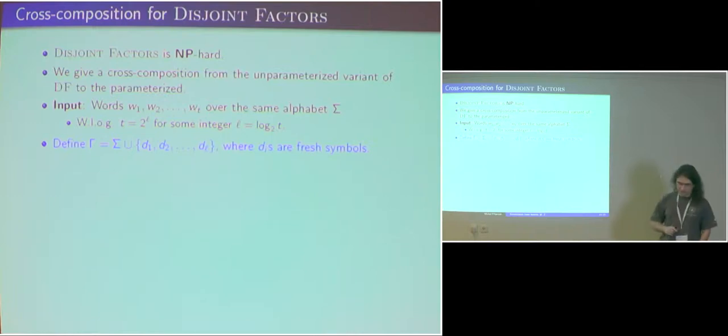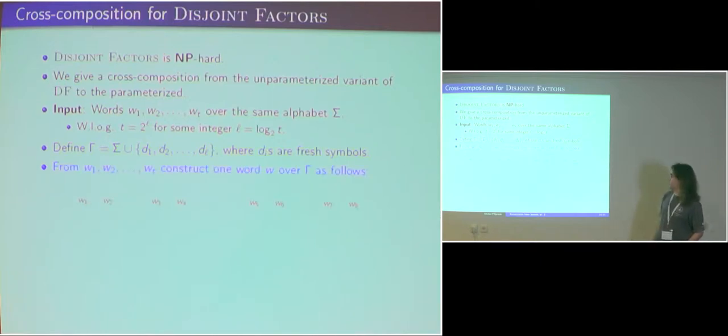So now I will extend my alphabet a bit. I will add L, so log T, new symbols, D1 up to DL. So observe that in this manner, the new parameter, the size of Gamma, the new alphabet, is bounded by the old parameter Sigma, the maximum instance alphabet size in the beginning, plus log T. Which is allowed in a cross composition.